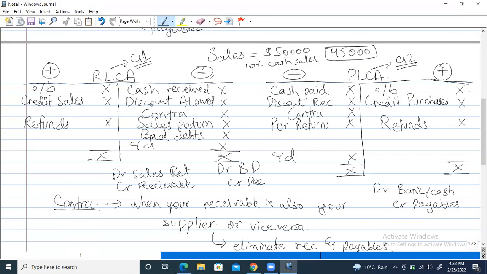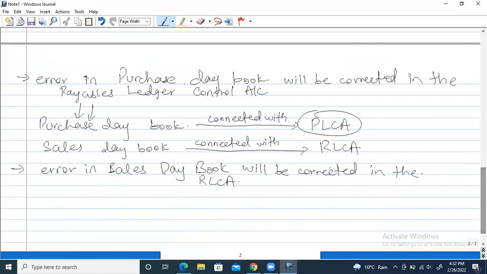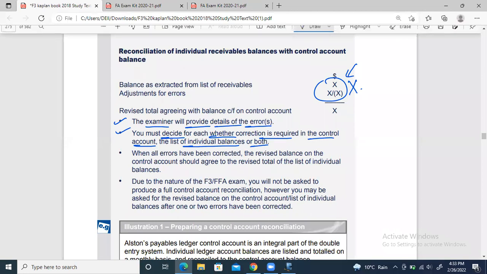I've explained 2 points over here. You can see here, an error in the purchase day book will be corrected in the PLCA, and errors in the sales day book will be corrected in the receivables ledger control account. And one more thing, as we studied yesterday in the bank reconciliation, if there is an error in the list of balances in the individual accounts, we will correct it over there. Same as we studied yesterday, if there is an error in the bank statement, we'll correct it over there. If there is an error in the cash book, we'll correct it over there. So it is the same concept over here. Okay, so this answer is given by that concept that we have studied.